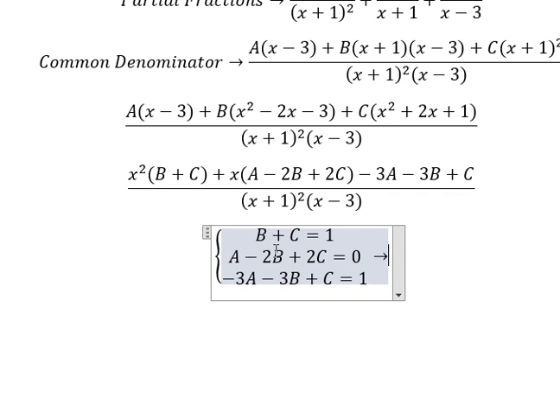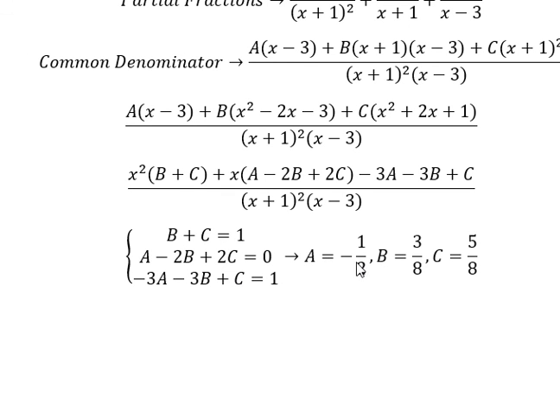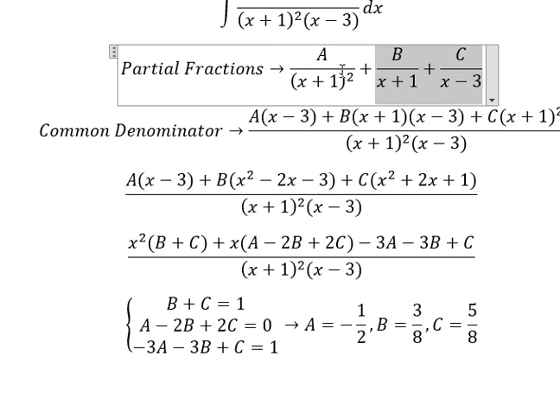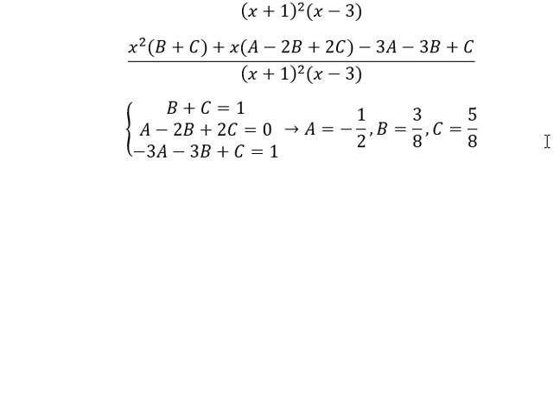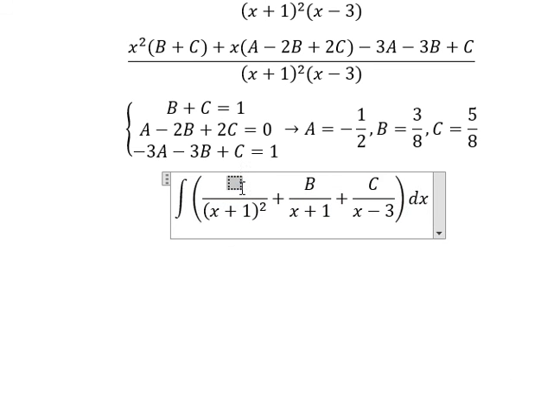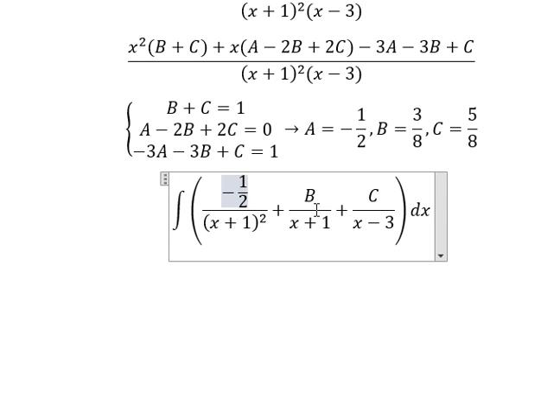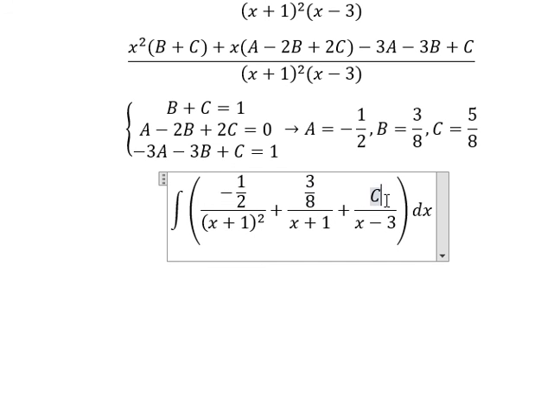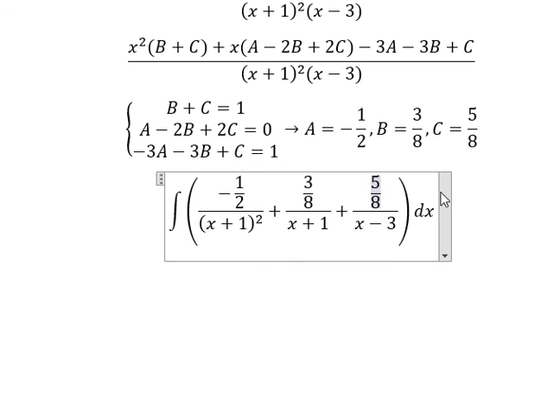And now we need to find the solution of A, B, C. Here is the solution of A, B, C. Now we can put A, B, C in here. So A equals negative 1 over 2, B equals 3 over 8, C equals 5 over 8. And now we have the final answer.